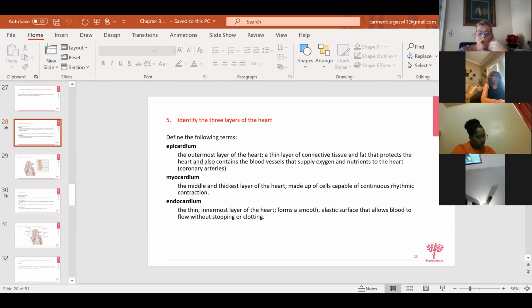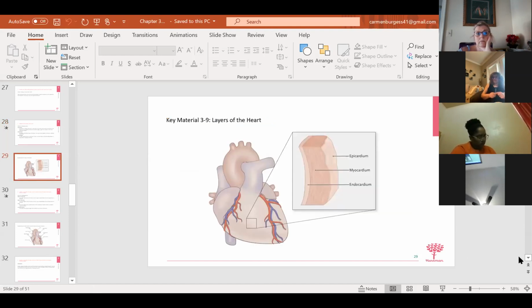You'll need to know that there's the epicardium, the myocardium, and the endo. Why do we need the endo? What is significant about it? It's smooth. It allows for blood flow. It doesn't allow for clotting. We all good with that one? Okay. So there's the picture of the layers, and you can see the epicardium, the myocardium, and the endocardium. This is what we're talking about here on this picture.